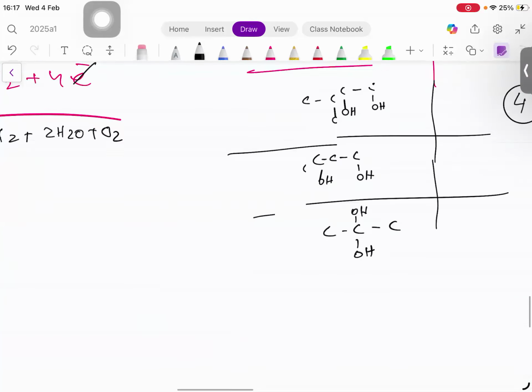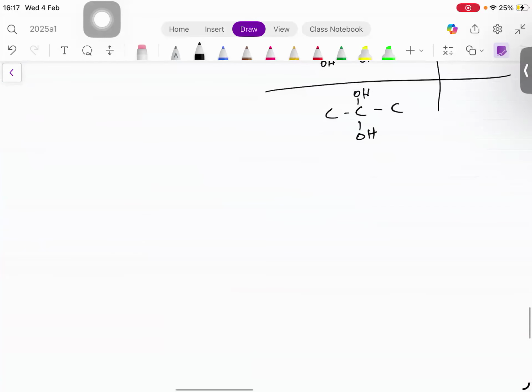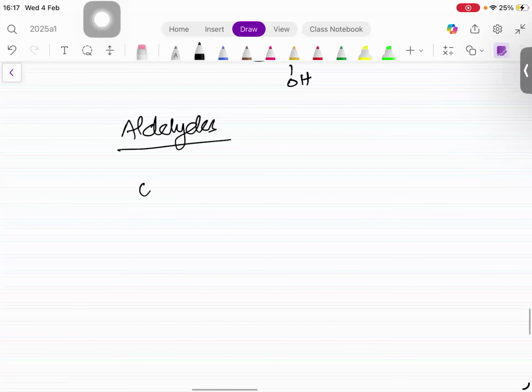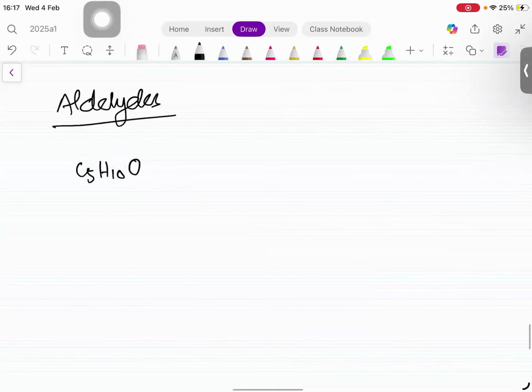Okay, so similarly, next is aldehydes. C5H10O. Please draw all chain and position isomers, no functional group isomers, okay? Chain and position isomers which are aldehyde only.